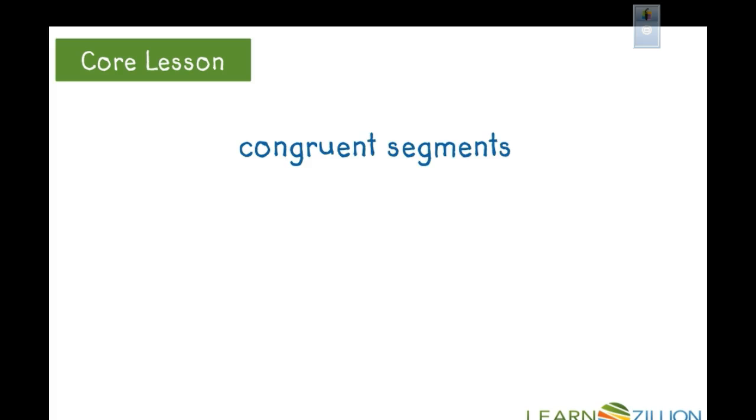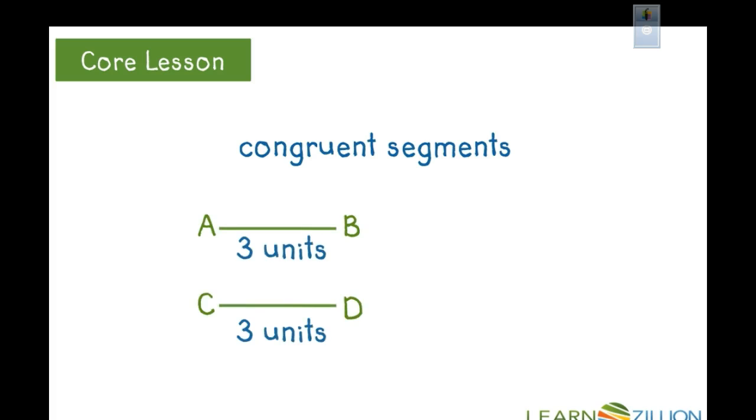Two segments are congruent if their lengths are the same. AB is congruent to CD because they are each 3 units long. Notice how A corresponds to C and B corresponds to D.